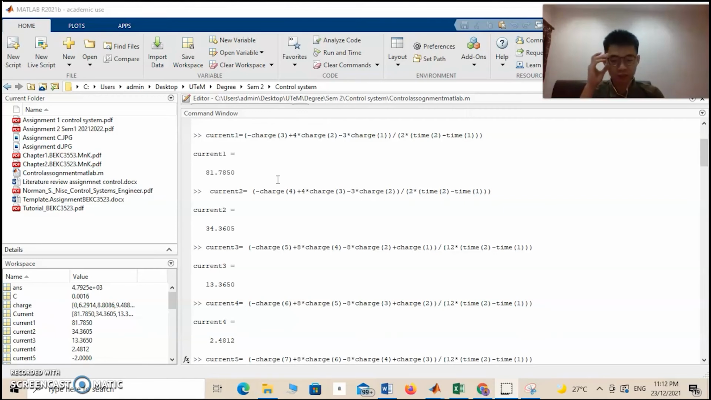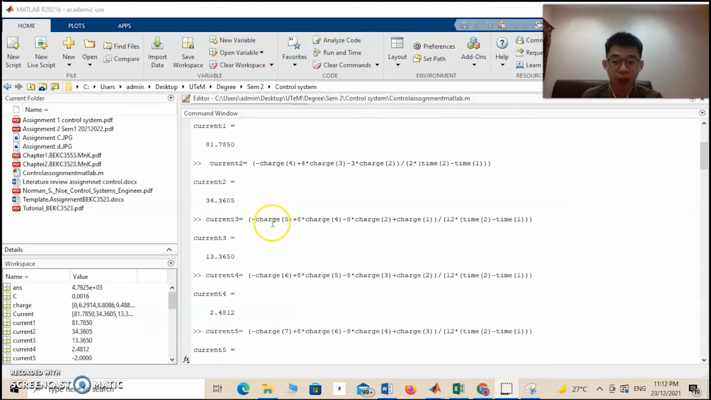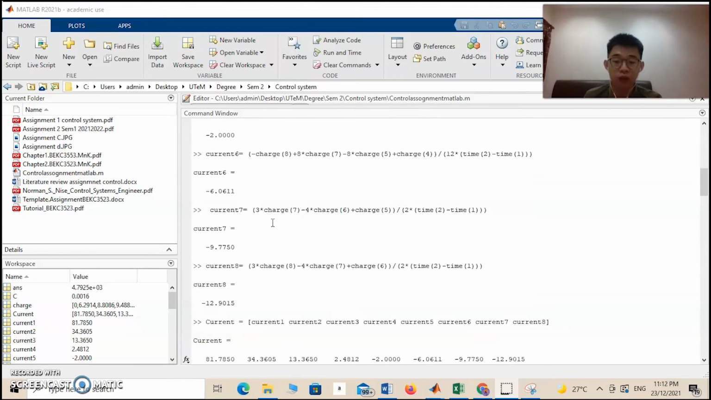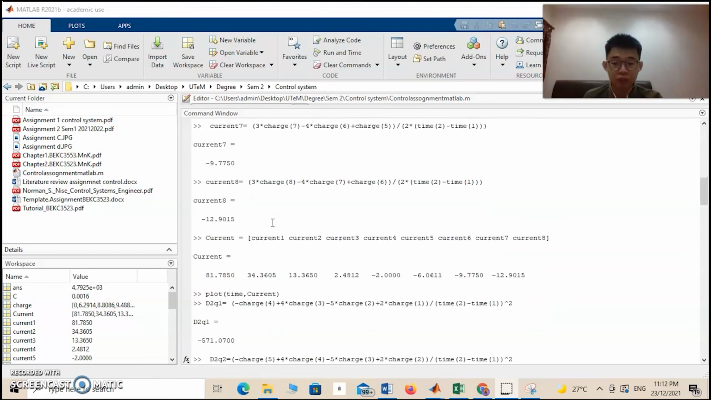So here, for current 1 and current 2, we are going to use the formula for 3-point forward differentiation approximation. For current 3, 4, 5, 6, we're going to use the formula for 3-point CDA. And for current 7 and 8, we are going to use the formula for 3-point BDA.